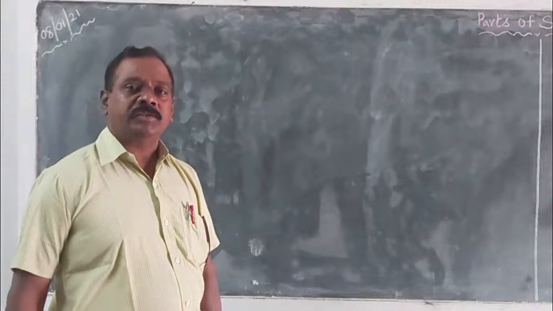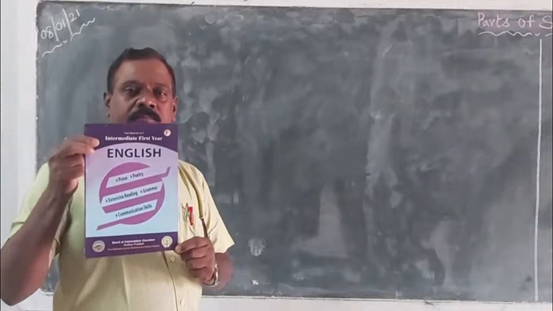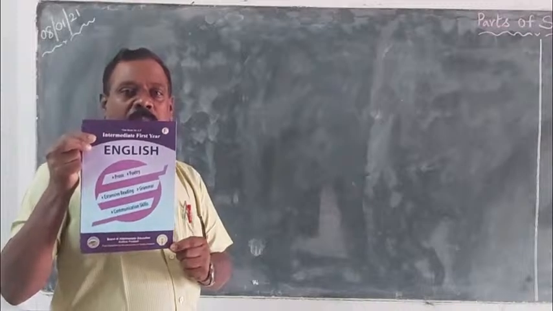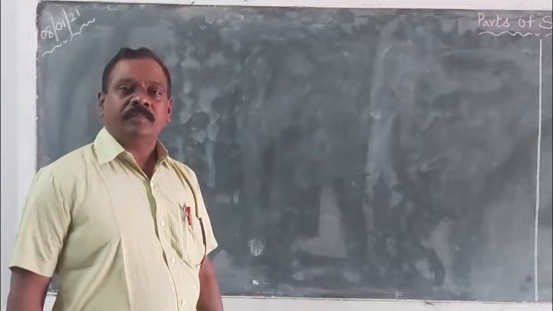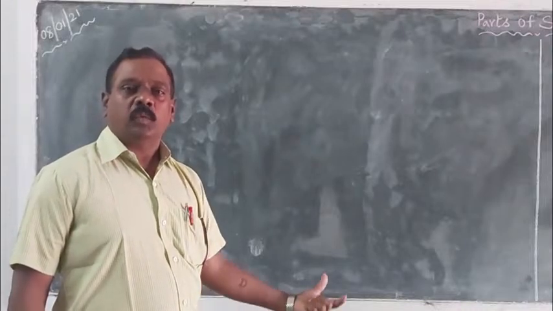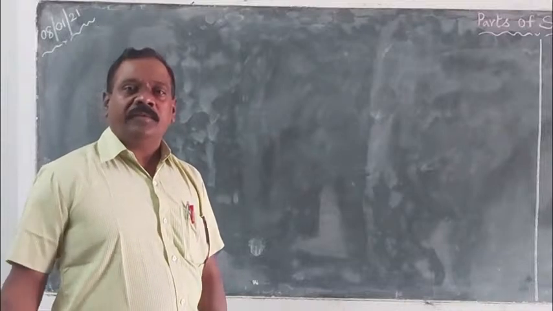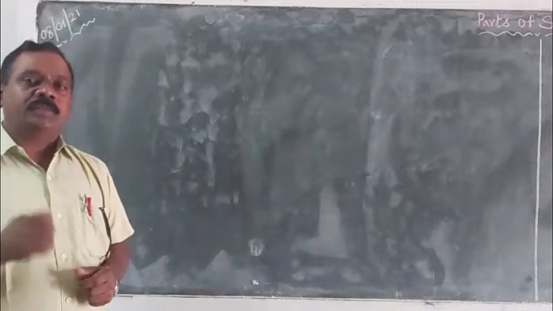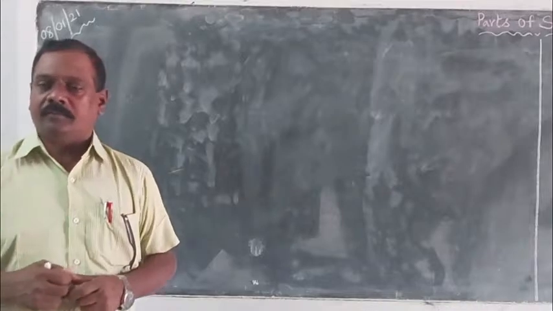My dear junior intermediate students, this is your textbook this year. This textbook actually has 4 parts. 1, prose and poetry. Already we have seen 1 prose lesson and 2 poems. Next one is the extensive reading. Last one, grammar and communication skills.